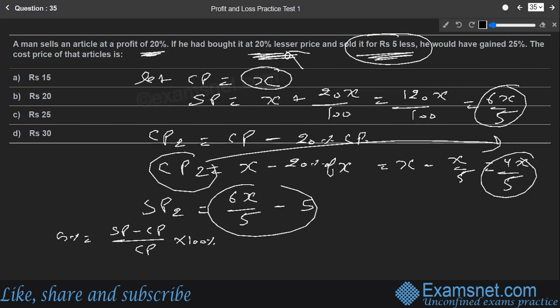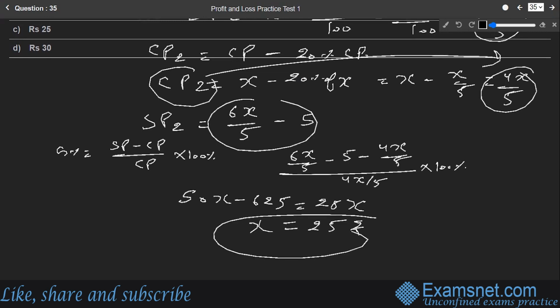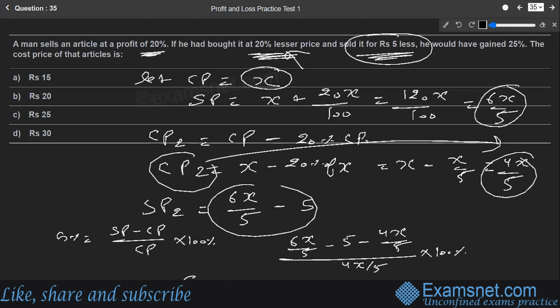We have the selling price and cost price both, so we can put them here. 6X by 5 minus 5, minus new cost price 4X by 5, upon cost price. Cost price was 4X by 5, into 100%. So we need to solve this expression. If we solve this further, we land at 50X minus 625 is equal to 25X. Then we reach the X value as 25 rupees. So the cost price in the very beginning of the question was 25 rupees, and that becomes the right answer for us, option number C.